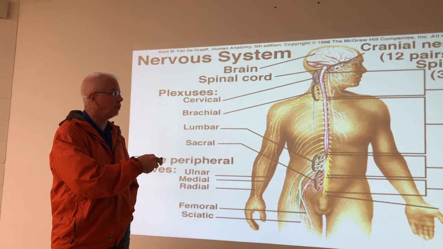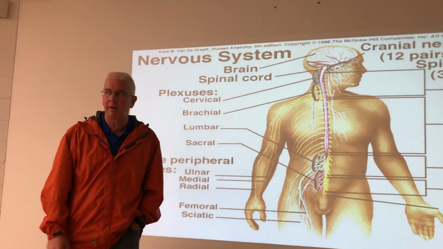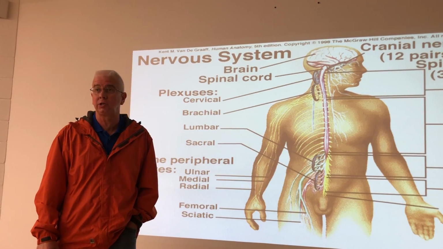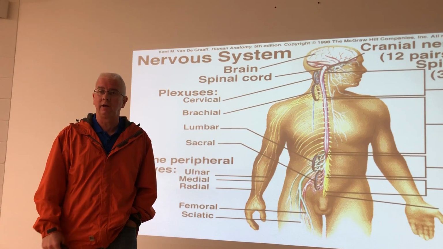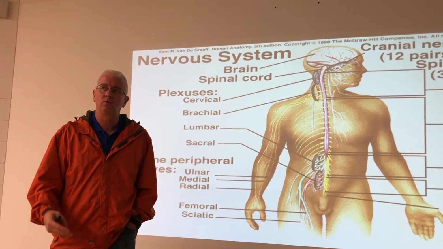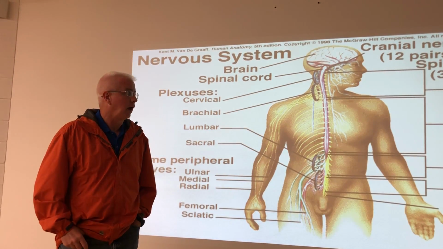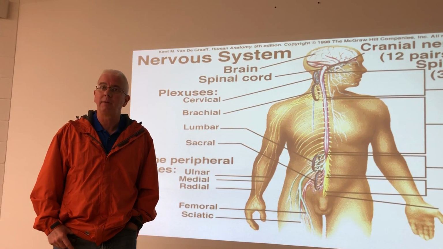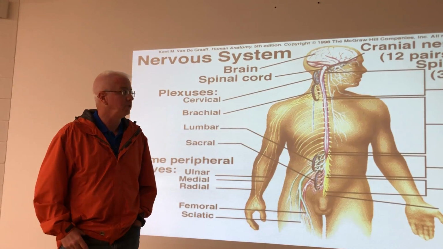There are 12 pairs of cranial nerves and 31 pairs of spinal nerves. Before we finish talking about nervous system stuff, we're going to do this more in the next chapter, so this won't be on this exam. I'd like for you to learn the names of the cranial nerves and something about each one of them. So we'll do that later.